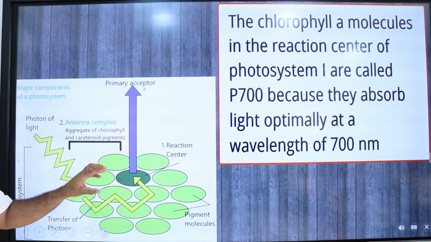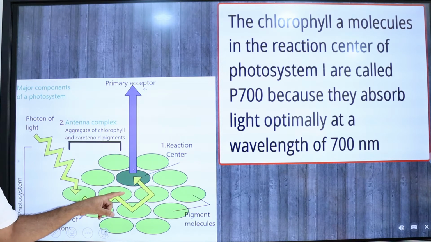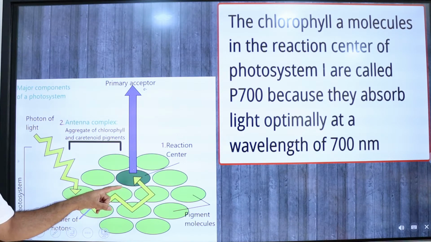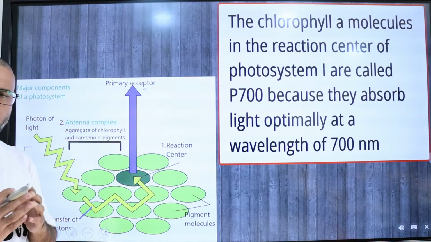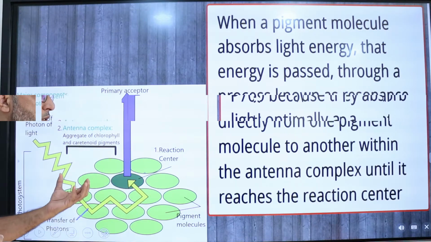Now, the chlorophyll A molecules in the reaction center of photosystem 1 are called P700 because they absorb light at a wavelength of 700 nanometer.